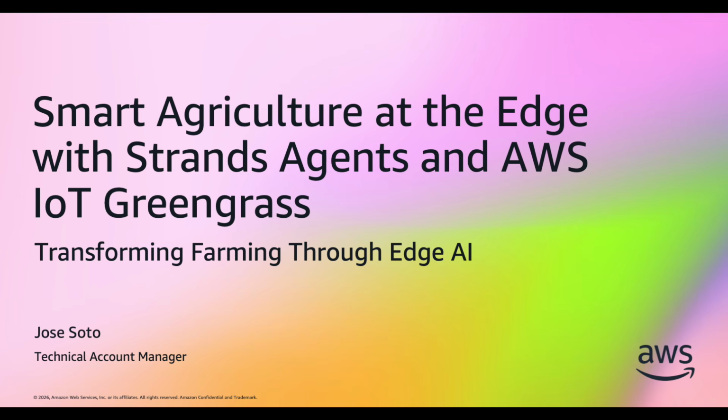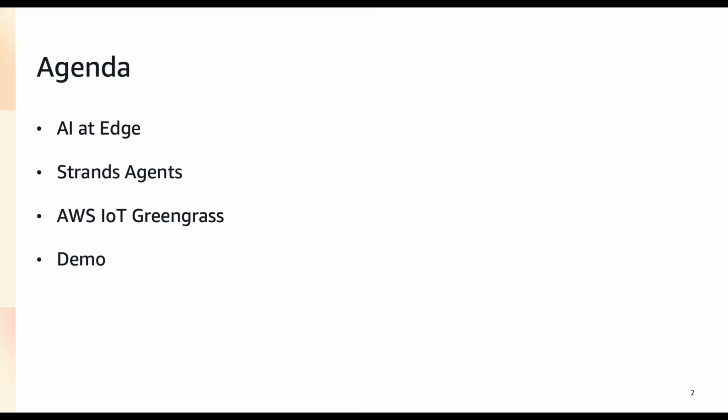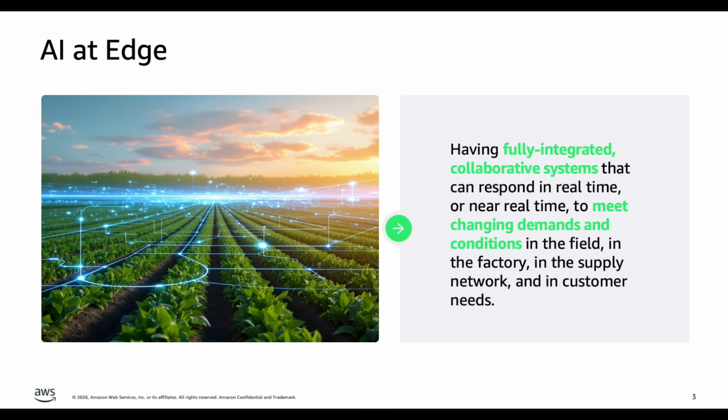Let's move to today's agenda. We are going to explore AI at Edge, why Strands agents, the benefits of AWS IoT Greengrass, and last but not least, our demo. Edge AI is about running intelligence where the data is generated, on devices, sensors, and gateways, instead of sending everything to the cloud for processing.